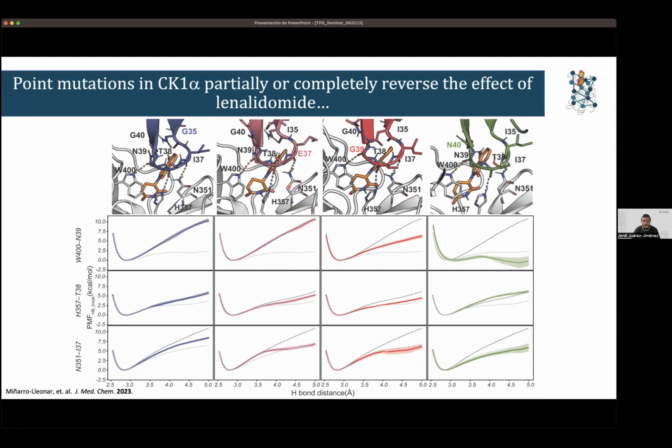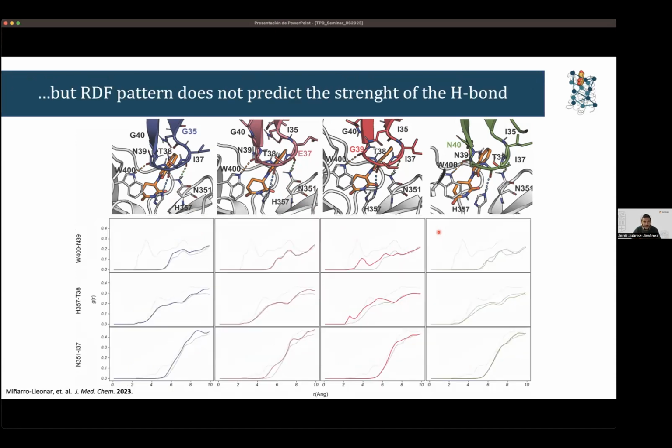And we could see that mutants of CK1 alpha that decrease the stability of the ternary complex were also mutants that, in greater or lesser measure, were affecting the strength of at least one of the hydrogen bonds, and in some cases, all three of them. That was really exciting. But when we went and looked at the RDF, what we saw was a little bit less exciting, because the differences in RDF are not so evident.